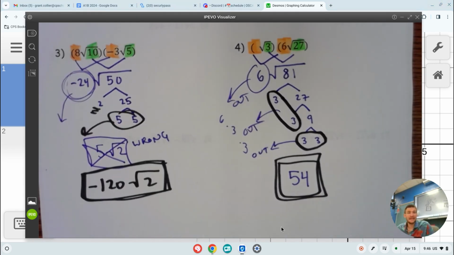Okay. That's going to end our kind of review. This ended up being a warm-up because I forgot to record the notes. But this is our review of multiplying radicals. It's really not too bad. Multiply the outsides together, multiply the insides together, and then simplify them. Adding and subtracting coming up next is a little bit harder.